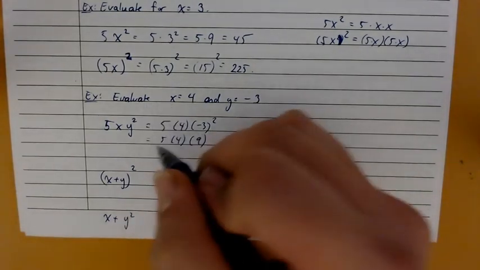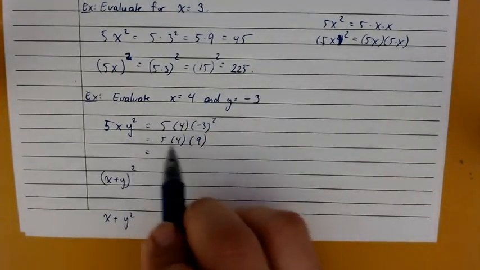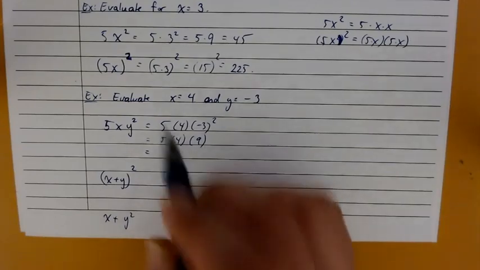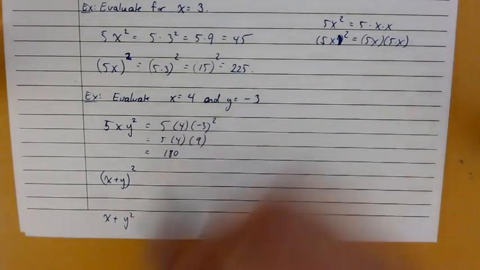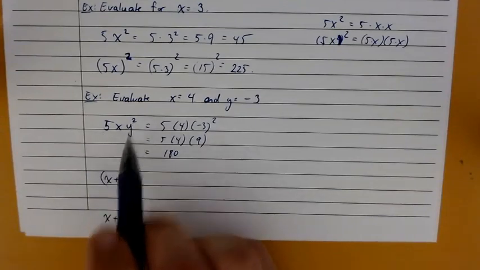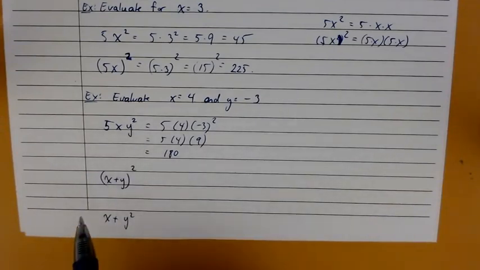And now all that's left is multiplication. So let's multiply. 5 times 4 is 20, and then that 20 times 9 is 180. So there we go. We evaluate 5xy squared, and that gives us 180.